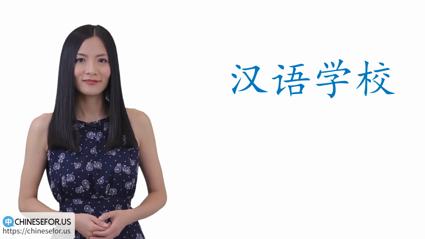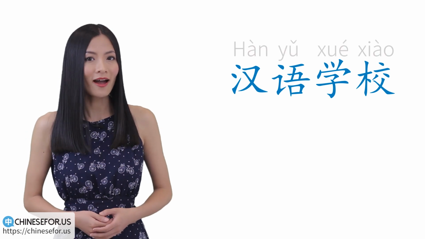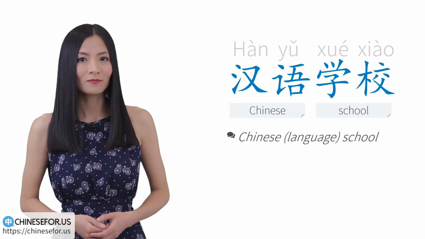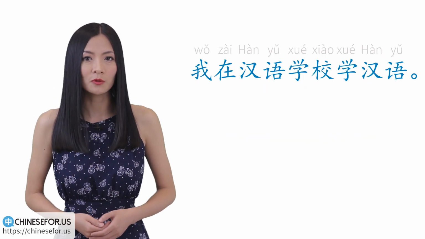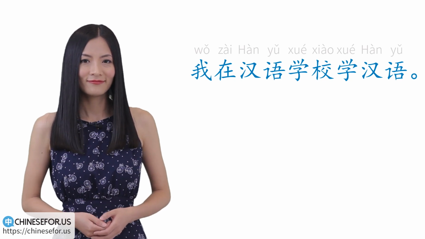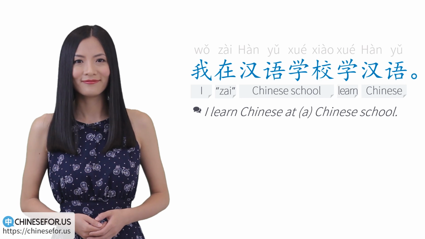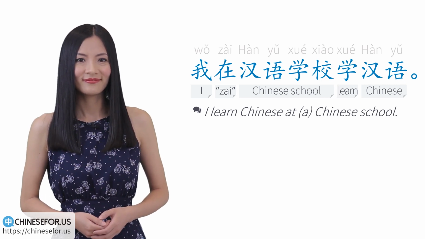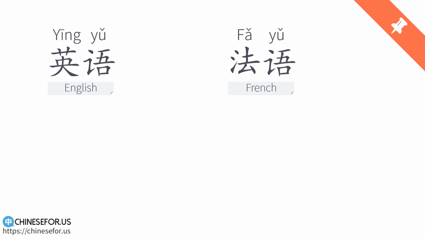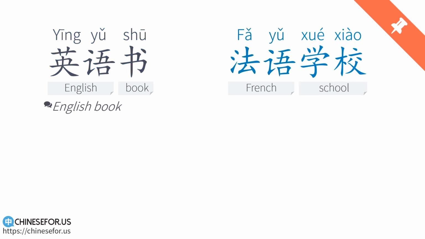汉语学校, Chinese school. 我在汉语学校学汉语。And we can do the same thing for 英语 and 法语。Say 英语书, English book, or 法语学校, French language school.